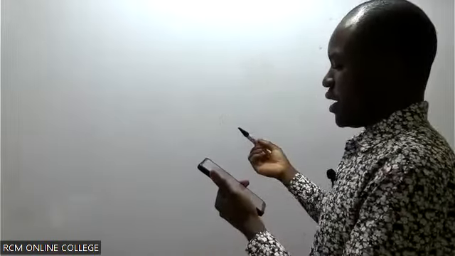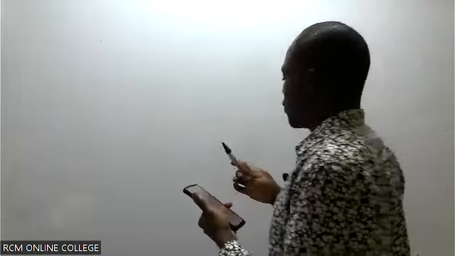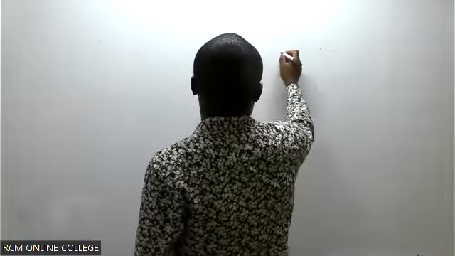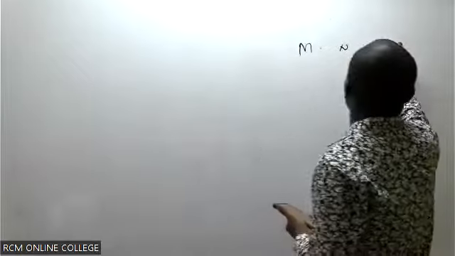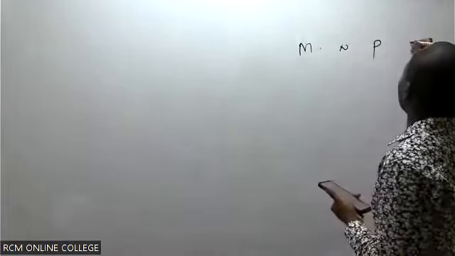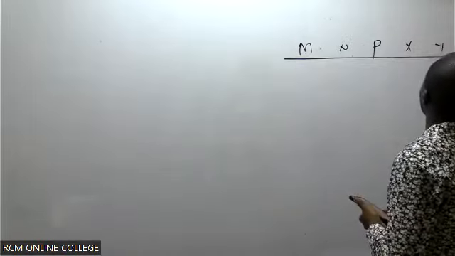Now, stepwise, that is your work, because both the two methods will give you the same answer. So I want us to just use the simultaneous method. So here we have been given M, N, P, and then we have X, Y. We've been given these two.